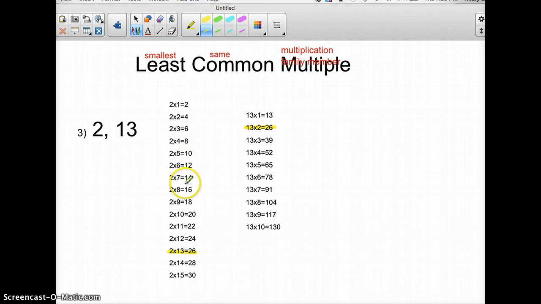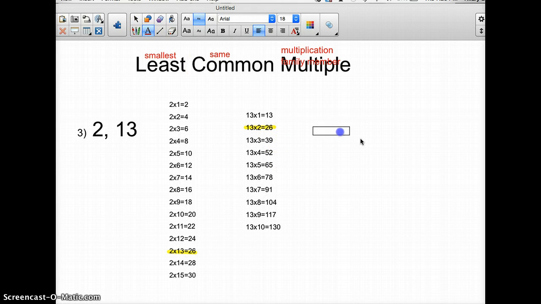So by looking at these lineups of multiples, we were able to find the common multiples, which were 26, and the least common multiple, because out of all the multiples of 2 and 13, 26 is the smallest one. So your answer is LCM, for least common multiple, is 26.